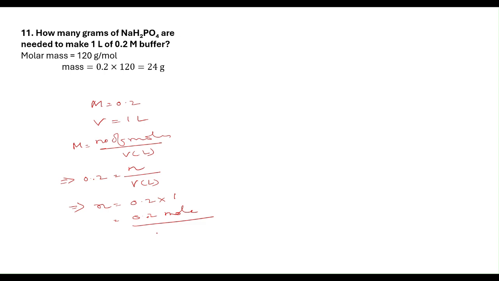Now what is the weight? If we represent n as number of moles, it is mass over molar mass, right? So 0.2 is equal to mass over molar mass. What is the molar mass of sodium dihydrogen phosphate? That is 120 gram. So mass will be 24 gram. So this much amount of sodium dihydrogen phosphate will be needed to make 1 liter of 0.2 molar phosphate buffer.